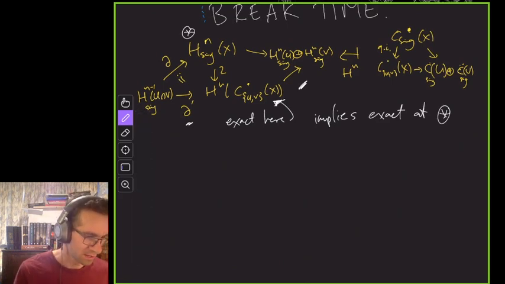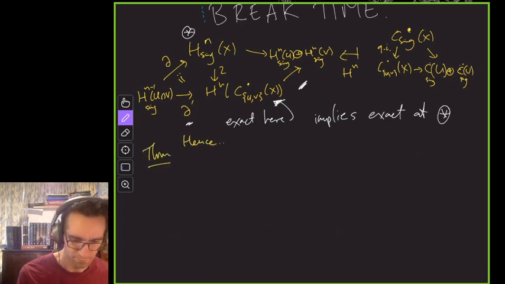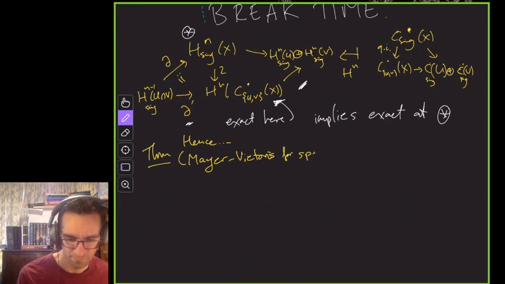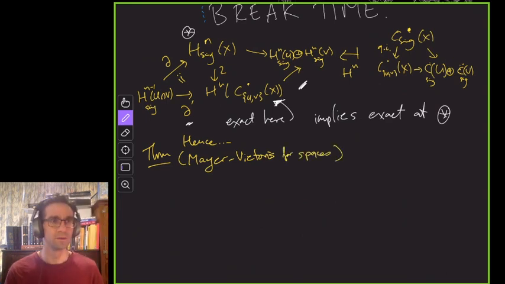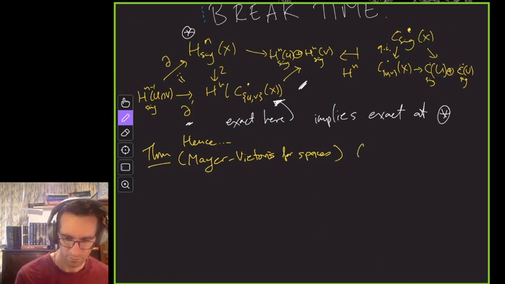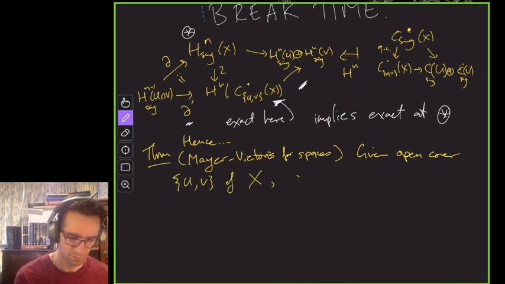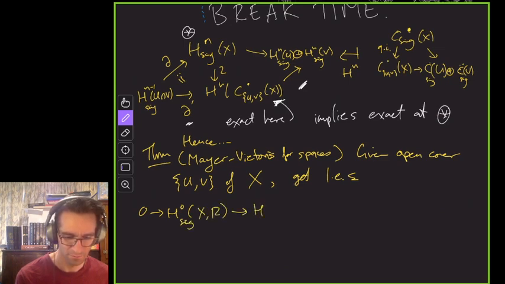Okay, hence, here's a theorem. This is Mayer-Vietoris for spaces. Open cover U, V of X, get a long exact sequence. And now this is the real cohomology of X.